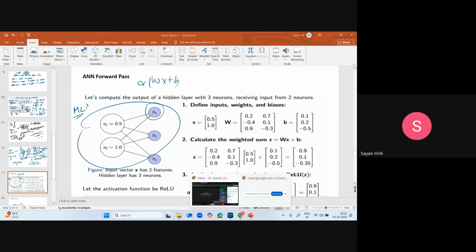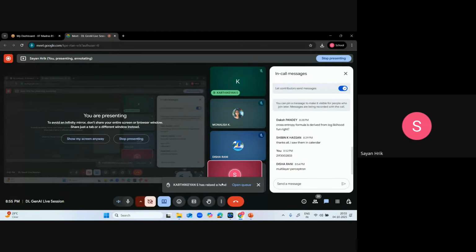Yeah, I think we discussed this last week, right? How from a single perceptron and single sigmoid neuron, you stack multiple of them and you form a neural network. So that's the same thing. Any other question? Otherwise, we can come to the next part.